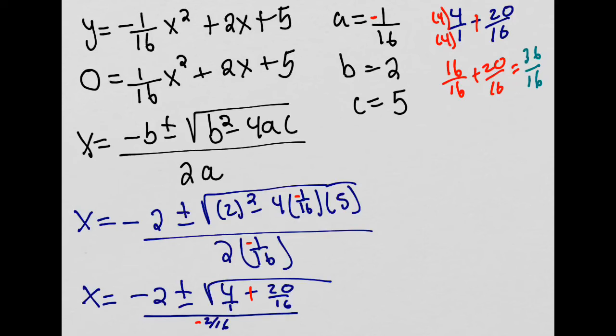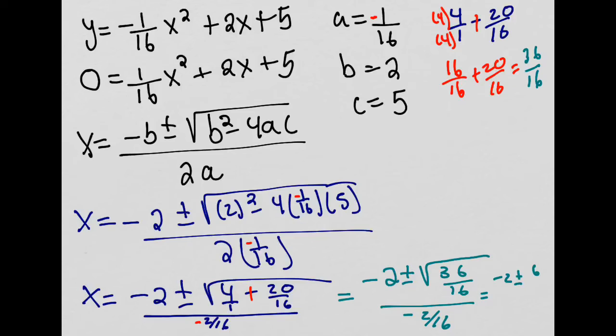Okay, so now after we have worked this little bit of work on the side, we're going to go ahead and rewrite this. Negative 2 plus or minus square root of 36 over 16 divided by negative 2 over 16. This is going to simplify a little bit more. So I have negative 2 plus or minus square root of 36 is 6 over 16 is 4 over negative 2 over 16. We need to simplify this. This looks like it has a lot of going on.